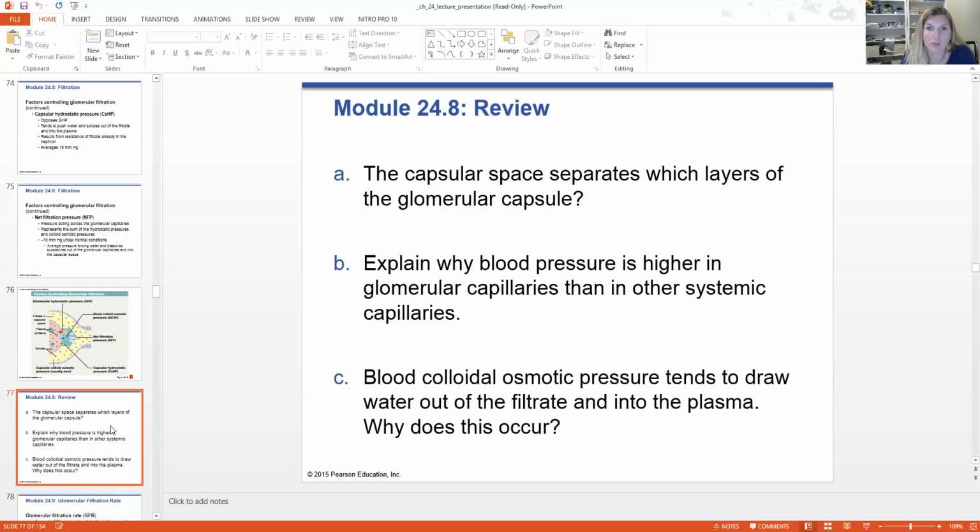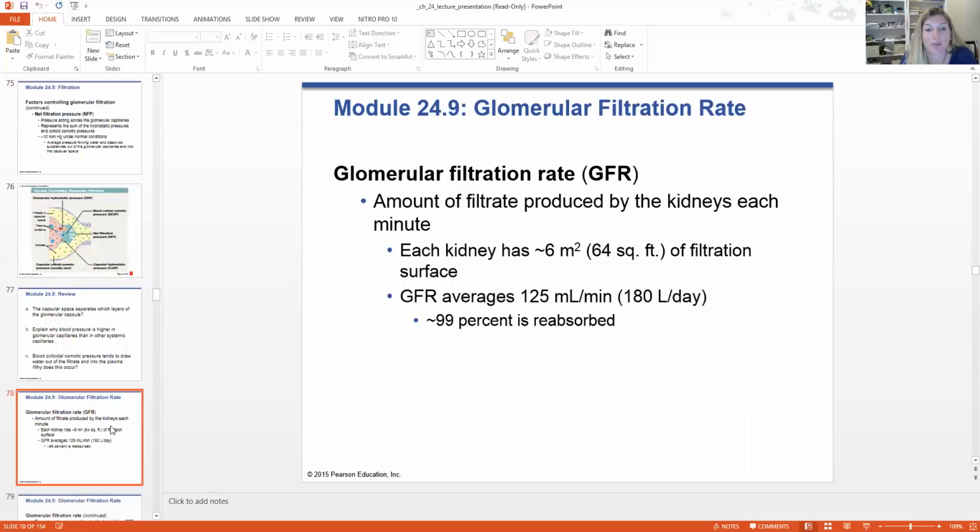You can go back and re-listen to everything. I know I talk fast, so you probably do that already, hopefully, but go back, re-listen to everything, see if you can get a good grasp on all of these terms and how they relate to one another. We're going to keep moving and looking at how our GFR, or glomerular filtration rate, is created and adjusted.